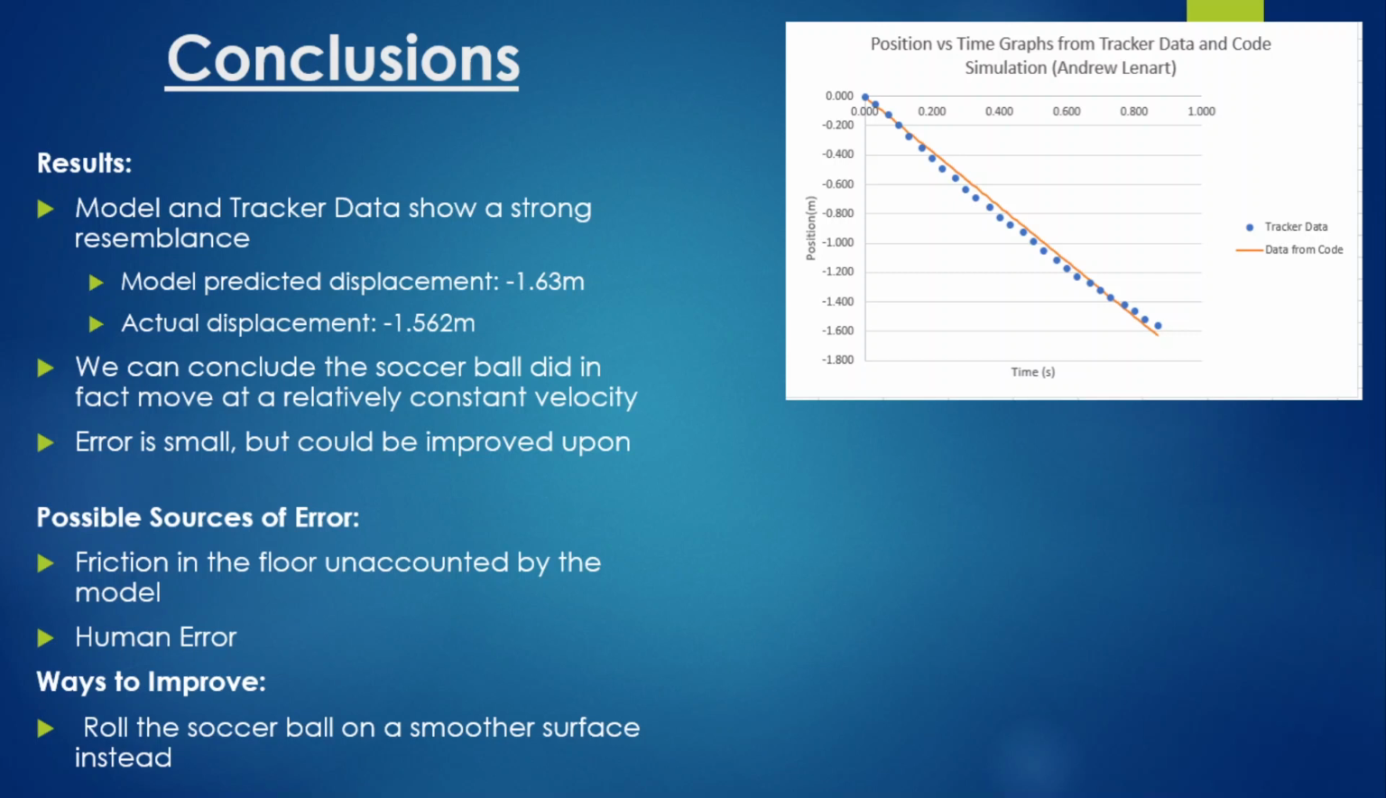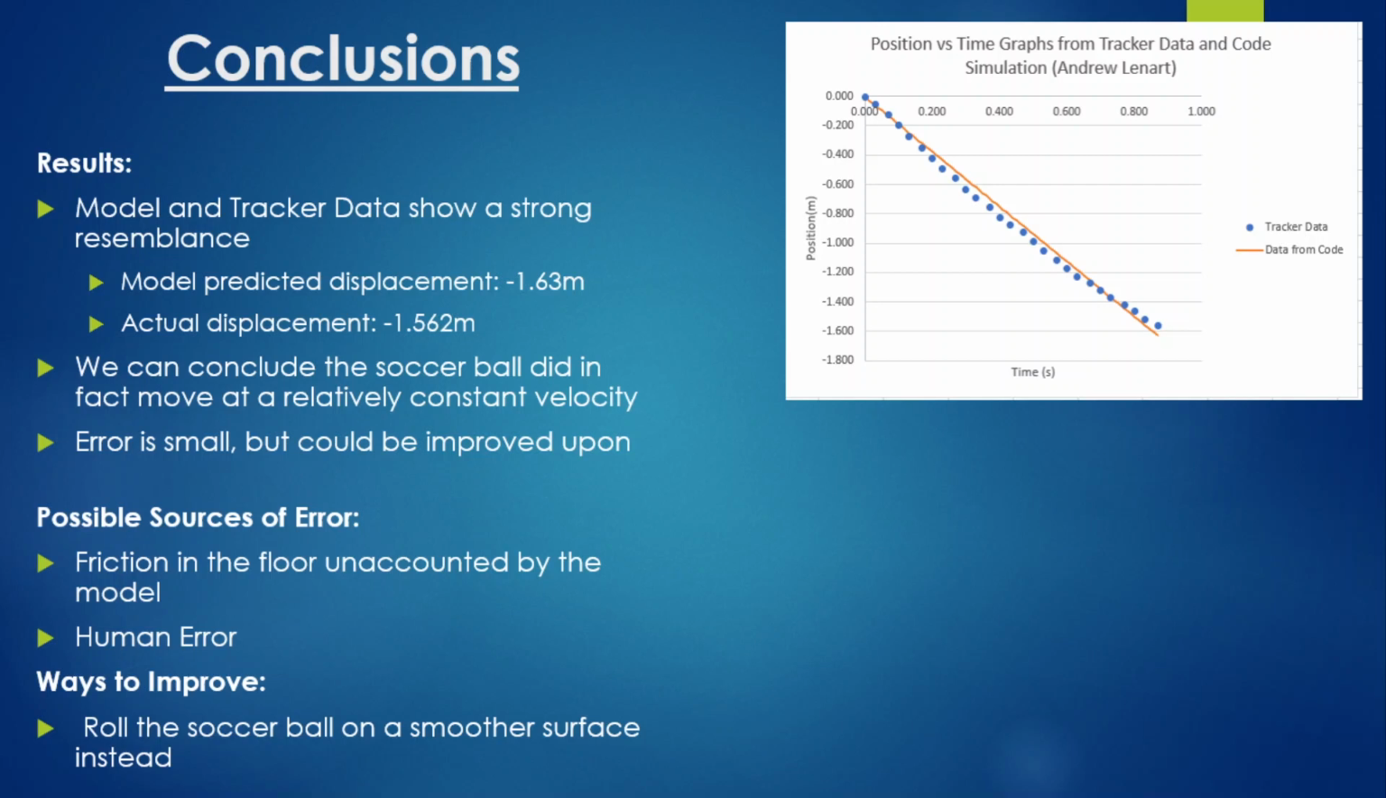So what could I conclude? I plotted both results onto a graph in Excel and saw that the model and tracker data showed a strong resemblance. The model predicted that it would move negative 1.63 meters, while it actually moved negative 1.562 meters, so it's a small error. And we concluded that the ball did move in fact at a relatively constant velocity because the slopes of both the model and the tracker data are negatively linear, or roughly.